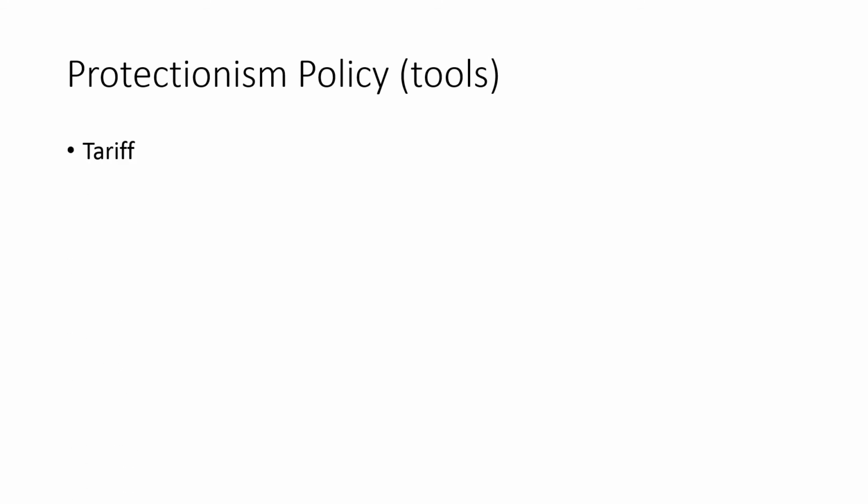Protectionism policy. We have 6 tools. The first one is tariff. Tariff is a tax imposed by the government on imported goods. There can be 2 types of tariff. There is specific tariff, a fixed tariff imposed on a unit of imported goods, and another one is ad valorem tariff, a tariff imposed on imported goods based on the value of the goods.